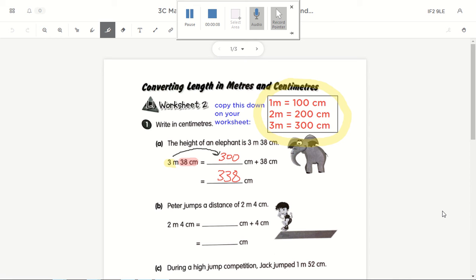All right, today we'll go through yesterday's homework, which is converting length between meters and centimeters. And then after that, we will start on learning about kilometers and also to convert kilometers into different units like meters and vice versa.